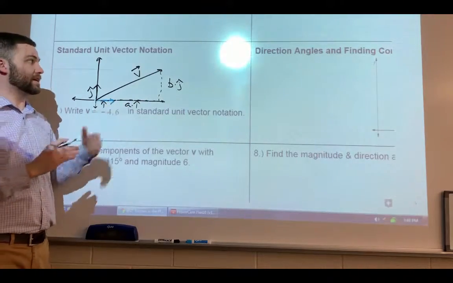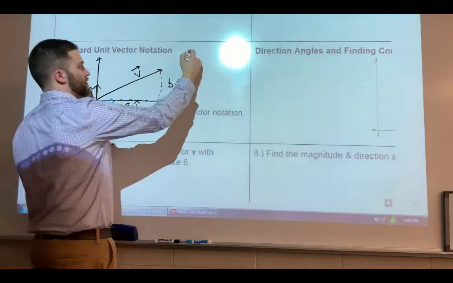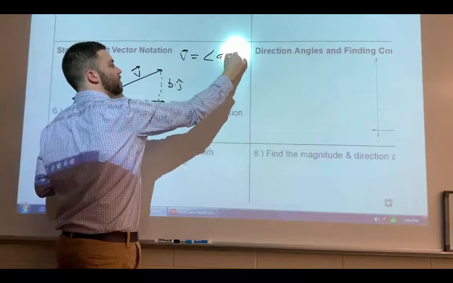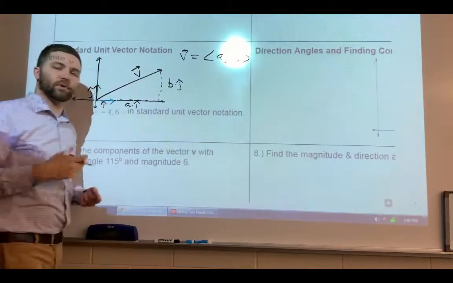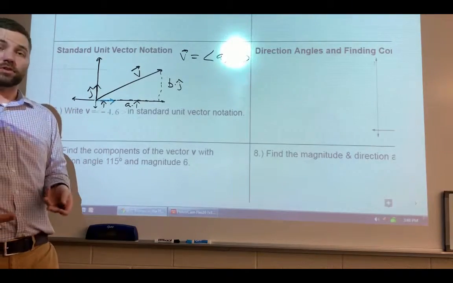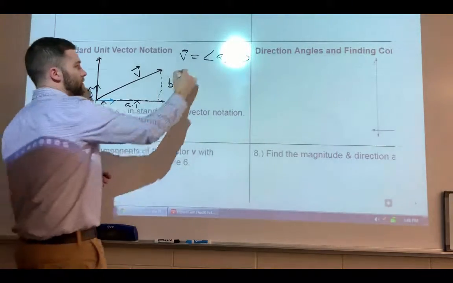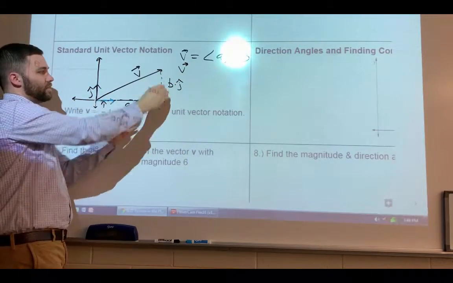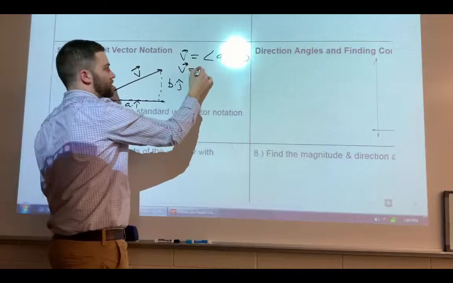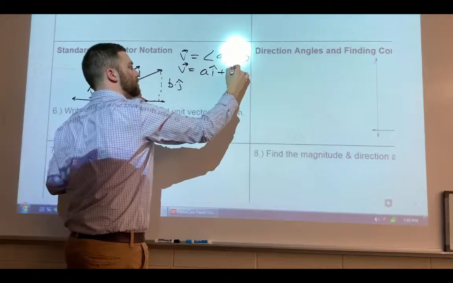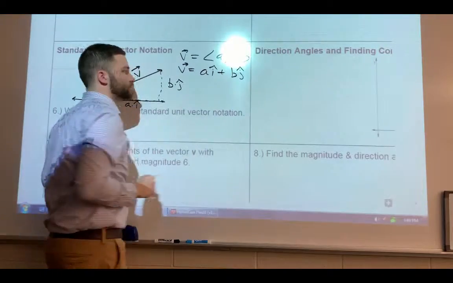And again, let's suppose the vector V is given in component form. Okay, so there's the component form of vector V. I could also write it in what we call unit vector notation, which is where I go A I hat plus B J hat. So it's like this, A I hat plus B J hat.